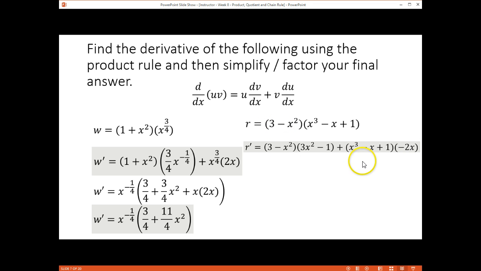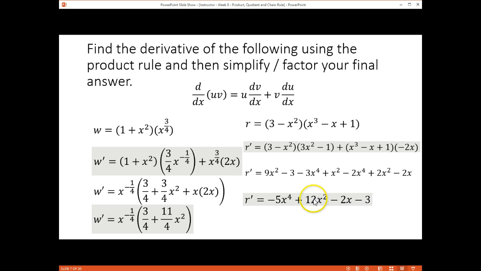Again, when we get to this step, we've taken the derivative. At this point, it's just our algebra. We need to distribute and combine like terms next. So we sit there and we multiply these polynomials and combine like terms, and our final answer is negative 5x to the fourth plus 12x squared minus 2x minus 3. I do not think your product rule is that difficult. The hard part is identifying when to use it, and then it's just a matter of doing it, and really you just need practice to master it.